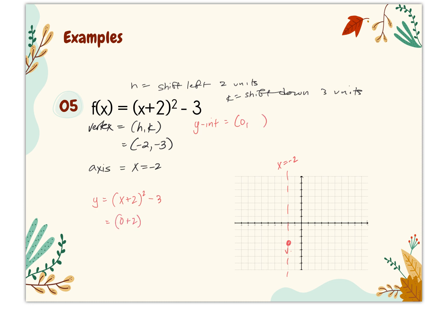So it's just easy math to figure this out. Plugging 0 in for x makes my math super easy. So I get 4 minus 3, or 1. So when x is 0, y is 1. And so here is the right side of my parabola.